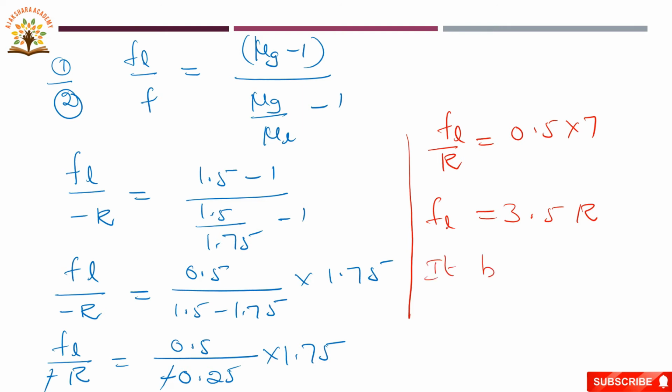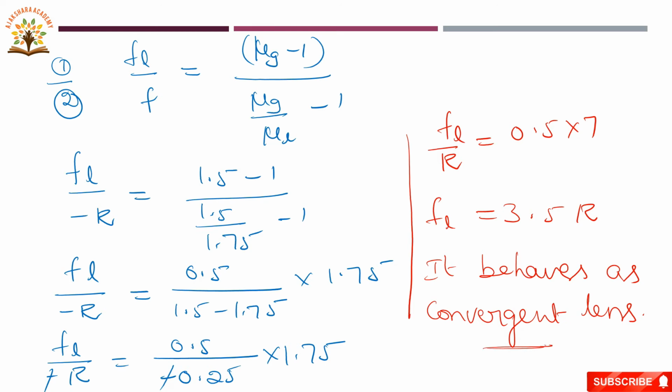It behaves as a convergent lens. Focal length is positive, so it behaves as a convergent lens. Okay, next we will go to the next question.